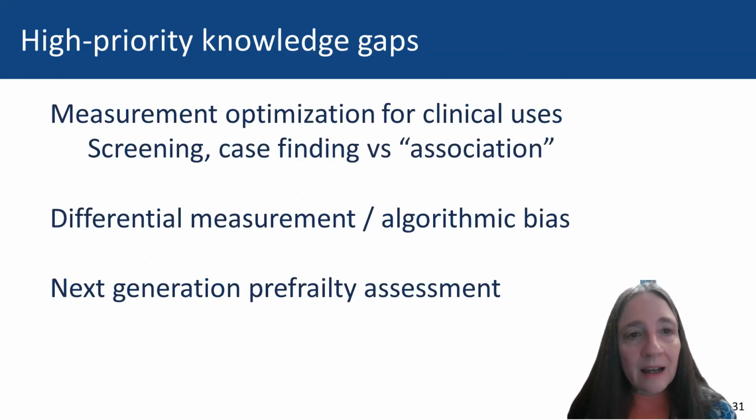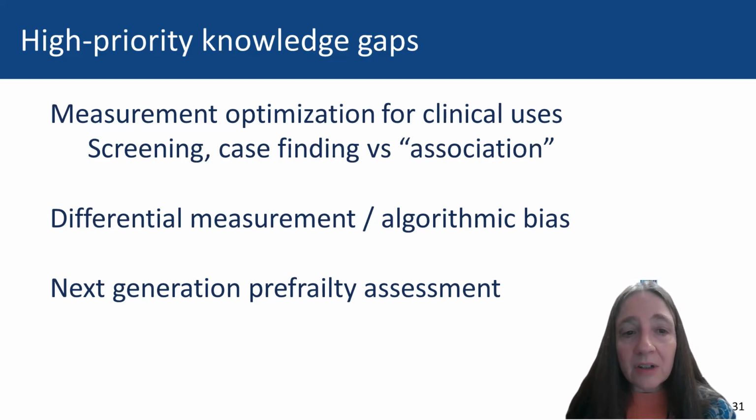And then finally, just to highlight for your view a few high priority knowledge gaps having to do with the measurement of frailty. The first has to do with optimizing measurement for clinical uses. And so there's a ton of studies out there evidencing that certain frailty measures are associated with adverse outcomes. There's many fewer evidencing that frailty measures achieve strong metrics for screening, that is strong predictive accuracy, or for case finding. And so more of those studies are needed.